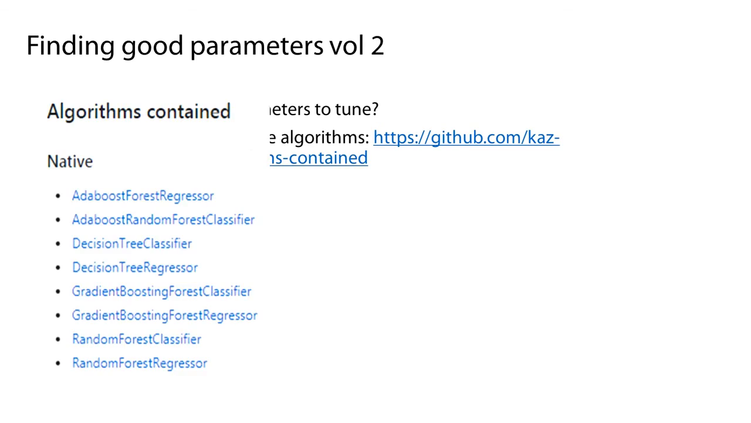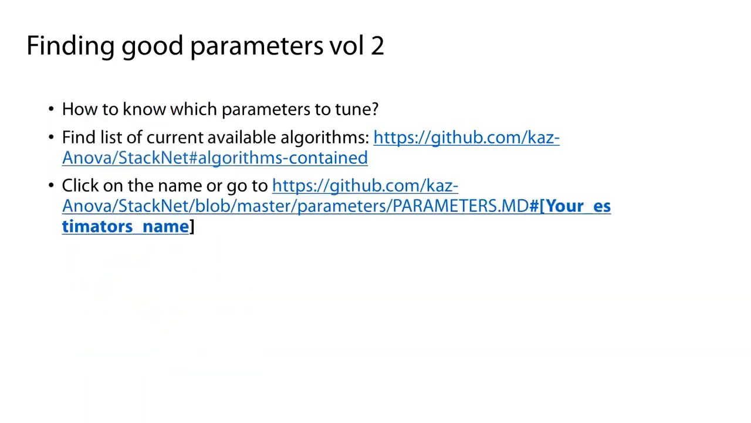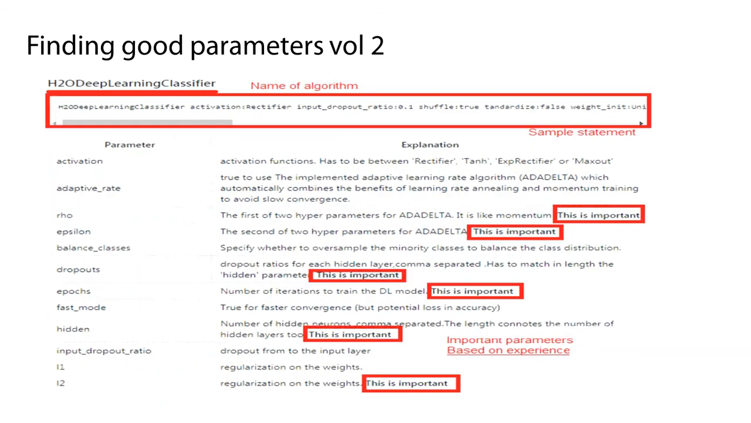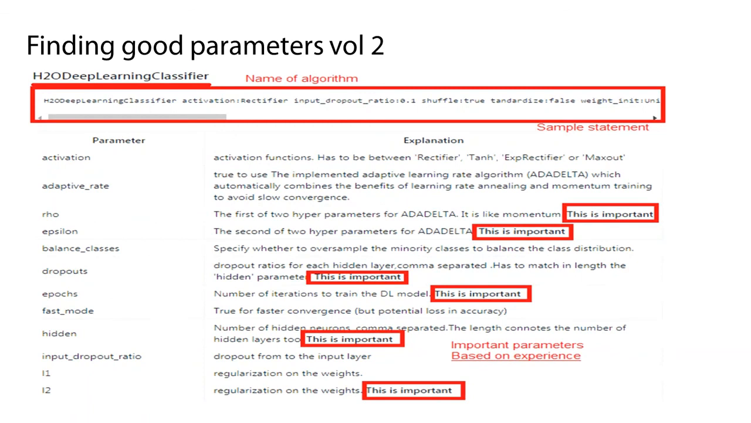So somewhere in the main page, it will show all the algorithms that are contained. If you click on these algorithms, it will take and put it in your parameters file. And then you can also see which parameter it includes and also which ones are important. The ones that are important are flagged with the label, this is important. Normally it is at the end of the sentence that describes one parameter.